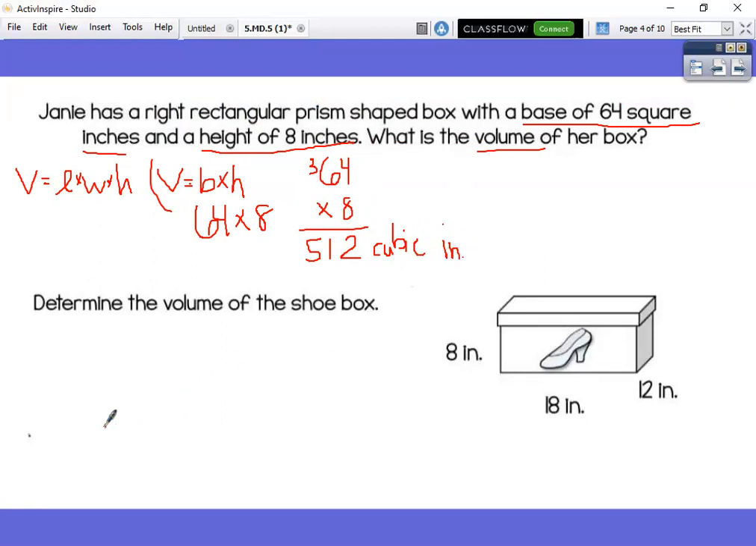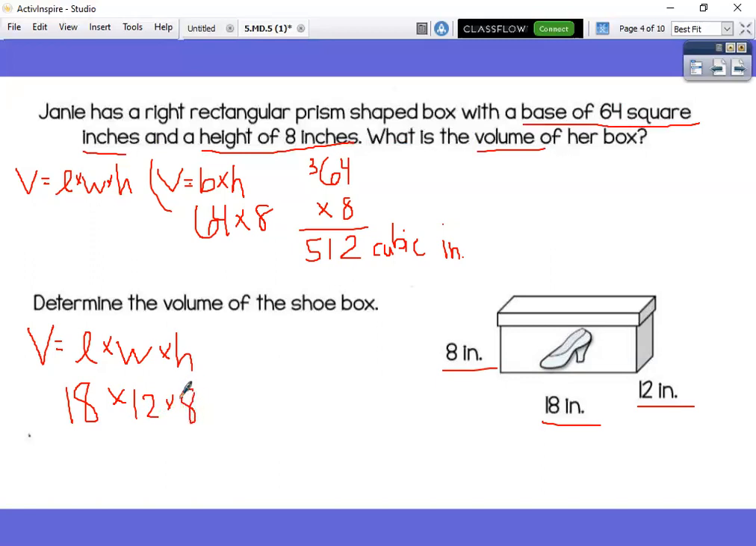Next, we have to determine the volume of the shoebox. When I look at the shoebox, I see all three dimensions, so I'm going to use my volume formula: volume equals length times width times height. If I look in my diagram, the length is 18. My width, that's right, is 12. And my height is 8.